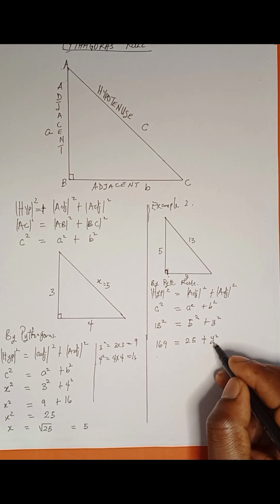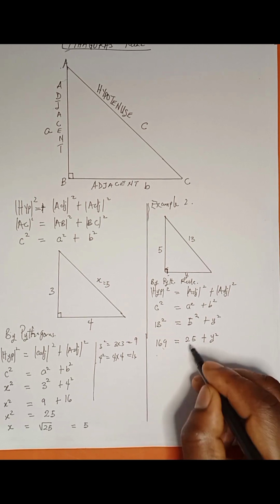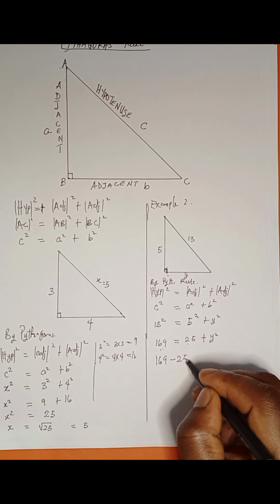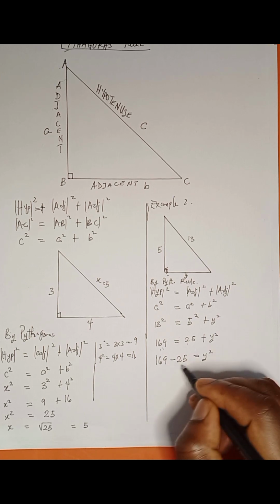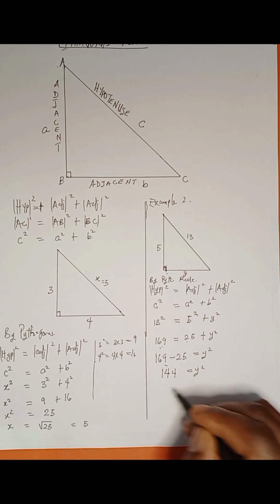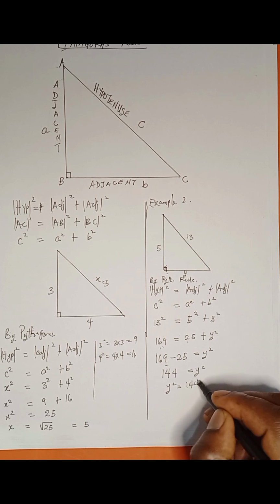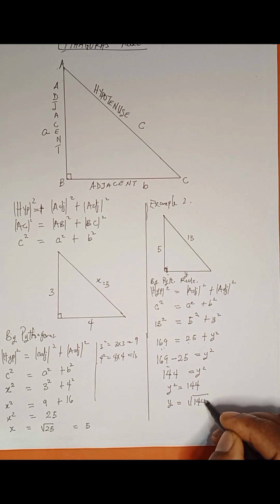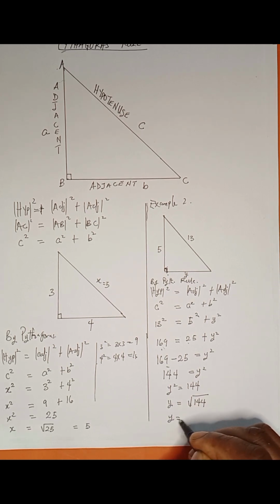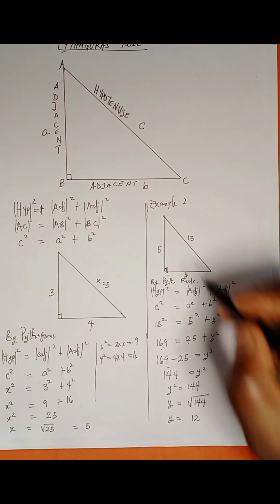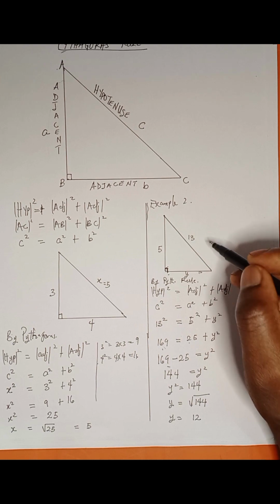Now for me to solve for y, I need to bring this together. So simple equation, when this comes to this side, it becomes a negative. So 169 minus 25 is equal to y squared. So 169 minus 25 will give me 144, which is equal to y squared. I'm looking for y, so I need to find the square root of 144. The square root of 144 is equal to 12. So this is the 5, 12, and 13 triangle.